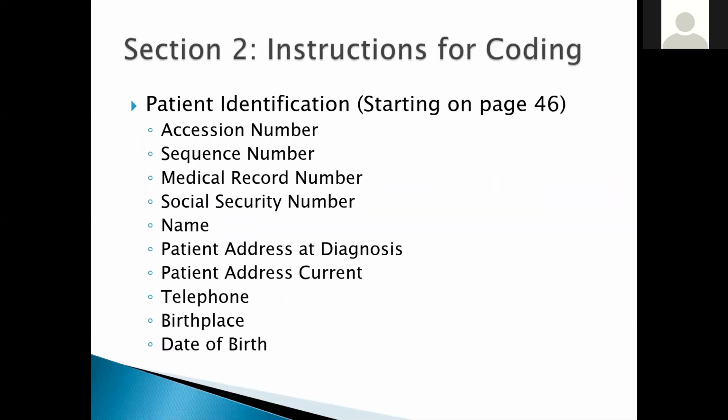So let's go to page 46, where the patient identification fields begin in section 2. The items that are listed on this slide and the next are the patient identification fields, fields that pertain to the specific identification of that patient. You will read these pages in the future in the Abstracting Principles and Practice 1 course.